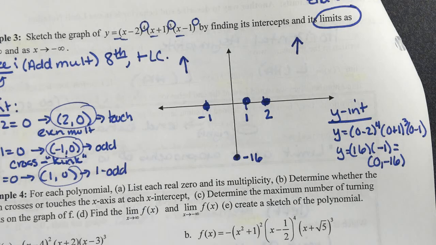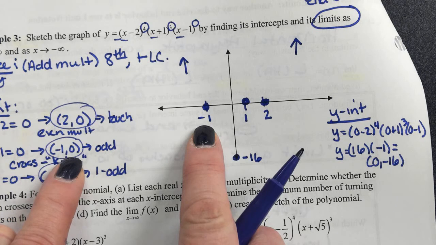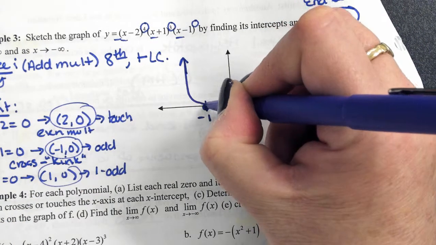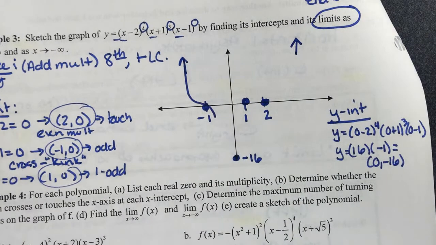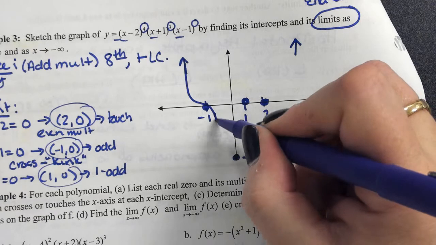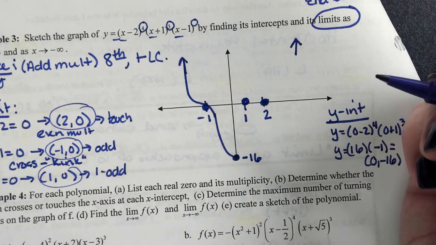So now let's start making the connections. You told me at negative 1, 0, because it's odd multiplicity, it's going to cross. And I said it's going to cross with a kink in it, so I make that little curve right there. It kind of reminds me of the x to the 3rd graph when I think of that kink. It's going to go down. I know it has to pass through the y-intercept at 0, negative 16.